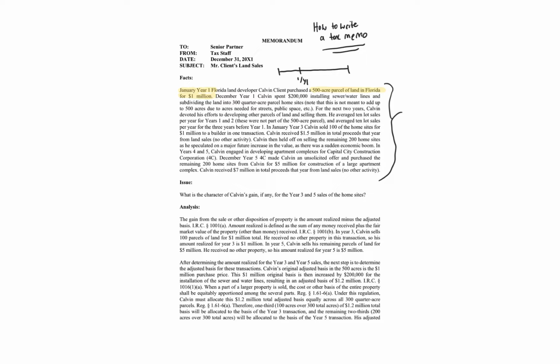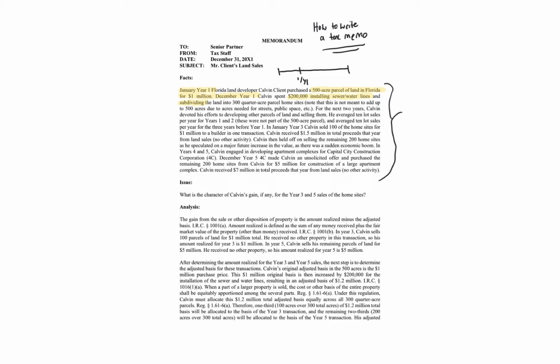December of year 1, so still in year 1, Calvin spent $200,000 installing sewer and water lines and subdividing the land into 300 quarter-acre parcel home sites. Now note that this is not meant to add up to 500 acres. Yes, Calvin did purchase a 500-acre parcel of land in Florida, and he went through subdividing and installing sewer and water lines, and ended up having 300 quarter-acre parcel home sites. The reason 300 quarter acres does not equal 500 acres is because a lot of that space was devoted to streets, public space, things like that.